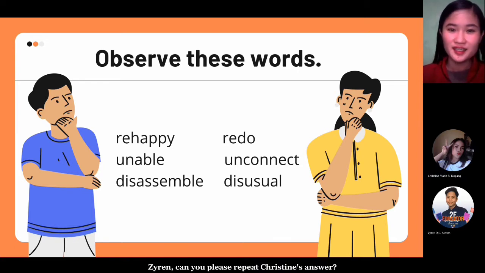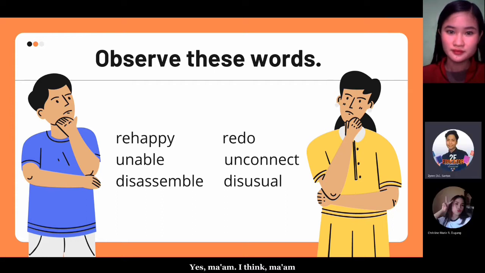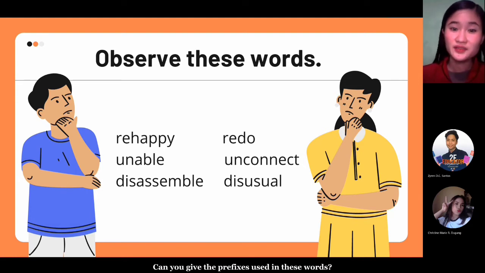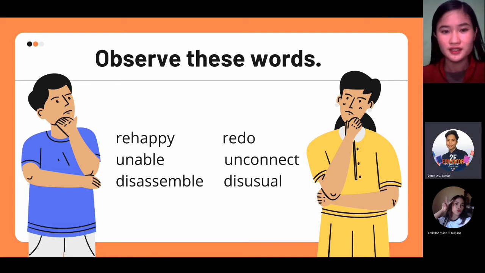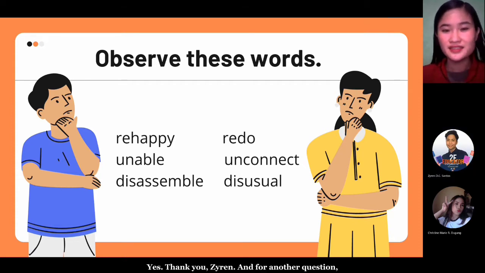Yes, very good. Zairen, can you please repeat Christine's answer? Yes, ma'am. What these words have in common is that they all have a prefix attached at the beginning. Tama po ba? Yes. Can you give the prefixes used in these words? Re, un, and dis po, ma'am. Yes, thank you, Zairen.